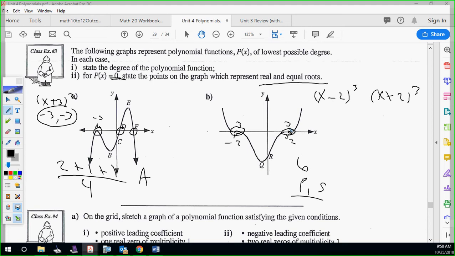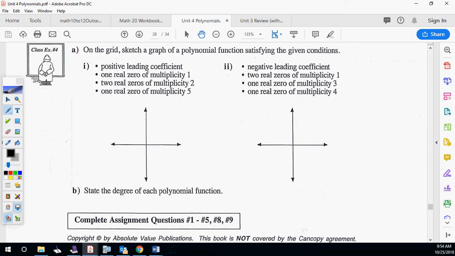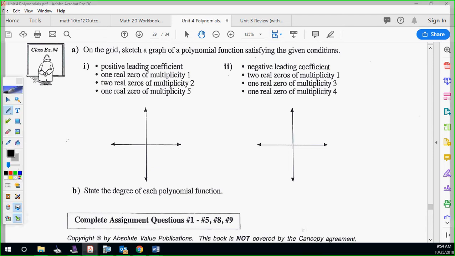Okay, all right, let's look at this other one here, and then we'll talk about the extension just a little bit. On the grid, sketch a graph of the polynomial for the following conditions. Okay, so we'll sketch these. Positive leading coefficient. Okay, 1 real 0, multiplicity 1, 2 real zeros, multiplicity of 2, and 1 real 0, multiplicity of 5. Okay, so this is possible. So you can kind of do a lot of different things here.